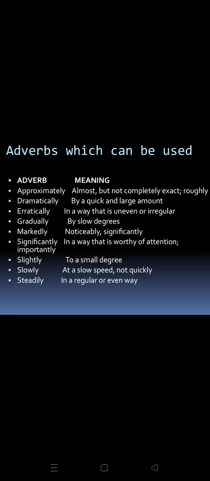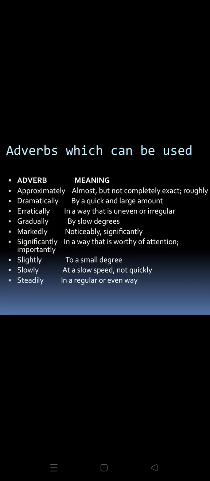So, adverbs which can be used: approximately. Approximately means almost but not completely, exactly or roughly. So, you can say approximately it is this much. Just suppose it is 38 and not 40. So, you can say approximately 40. Dramatically means by a quick and large amount. If there is a dramatic increase, you can say we can see that the population dramatically increased.